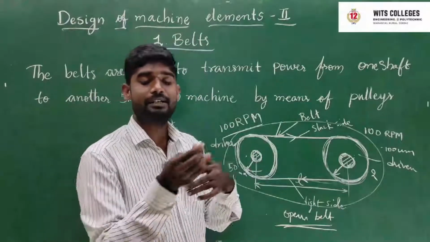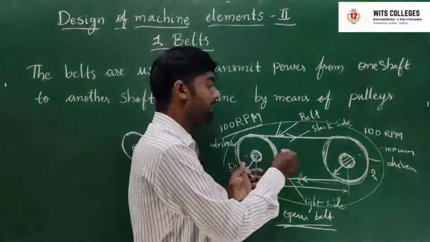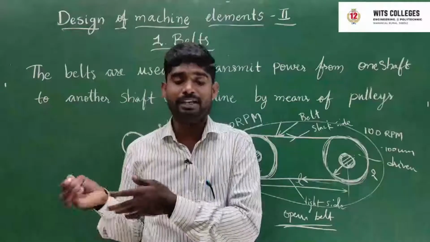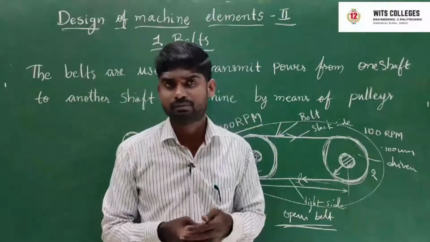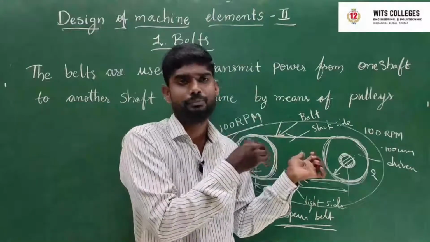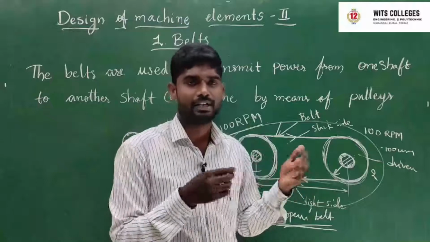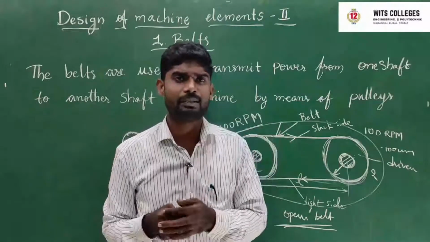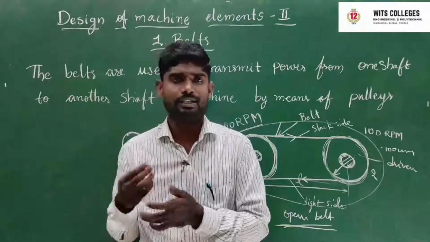Next, the speed reduction ratio. What is the speed reduction ratio? Next, the power to be transmitted. Some belt drives are limited in power and speed transmitted, like 100 rpm or 1000 rpm. This is the limit, depending upon the power to be transmitted.